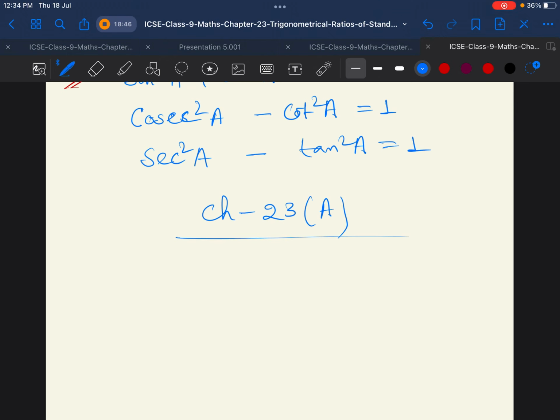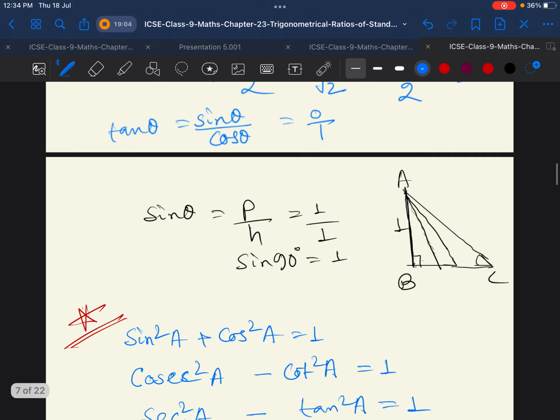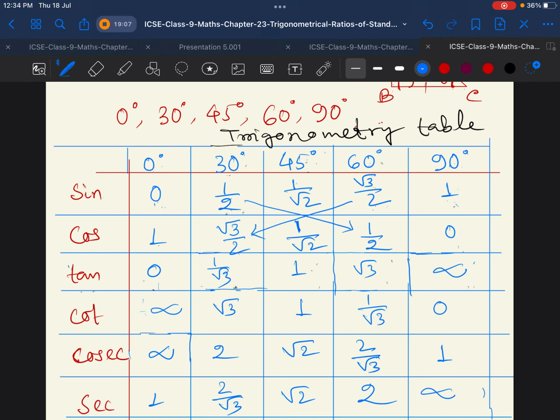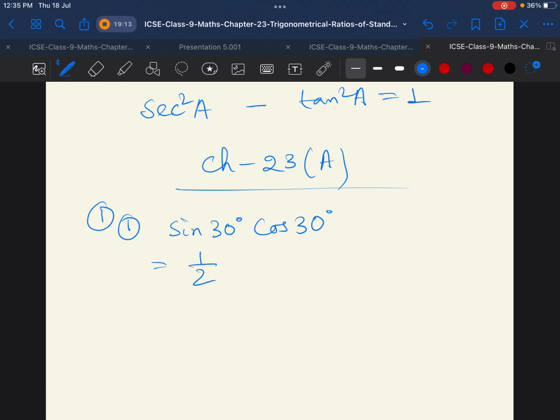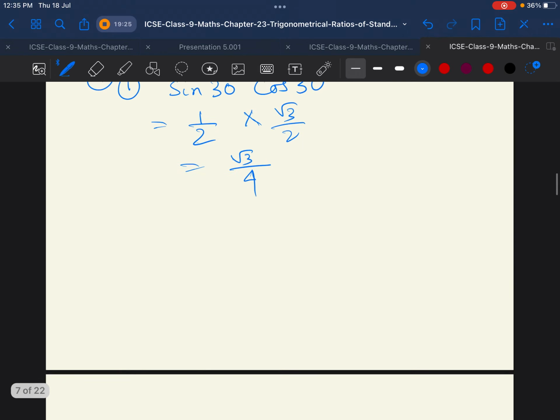So first question, find the value of sin 30 cos 30. We know the sin 30 value is 1 by 2 and cos 30 is root 3 by 2. So 1 by 2 into root 3 by 2, we will get root 3 by 4.